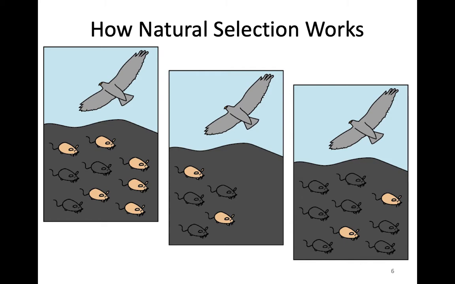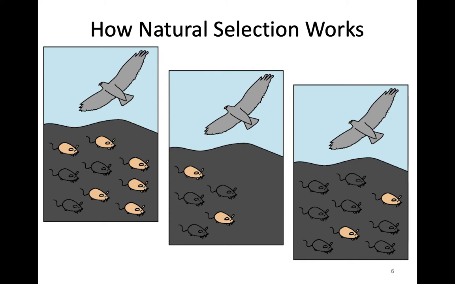So in this example, you've got a group of mice, and there's variation in their fur color. You've got black fur and you've got tan fur. And they live in an area where the rocks are black. This particular environment has hawks. The hawk likes to eat the mice. But it just so happens they can see the tan mice more easily than the black mice, because the tan mice's fur sticks out, and the black mice are more camouflaged. They blend into the rock.